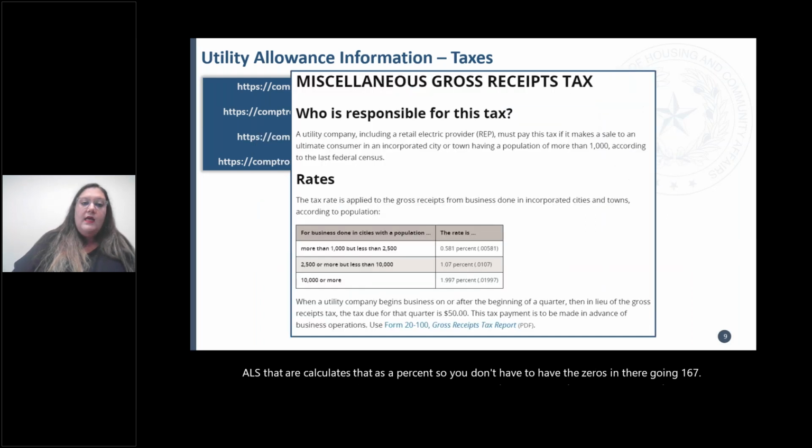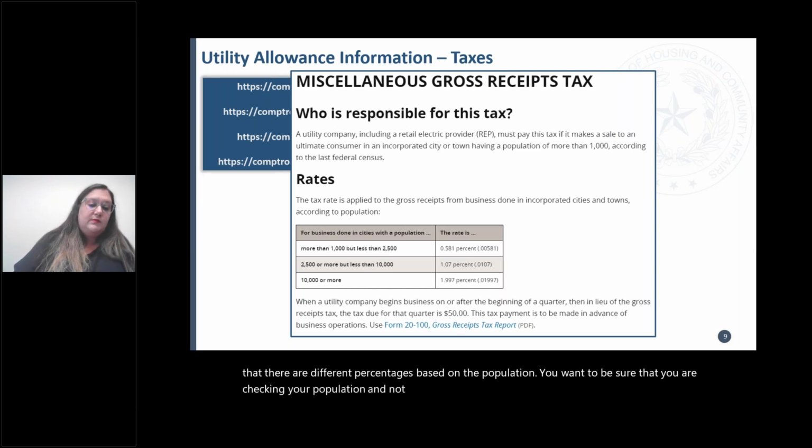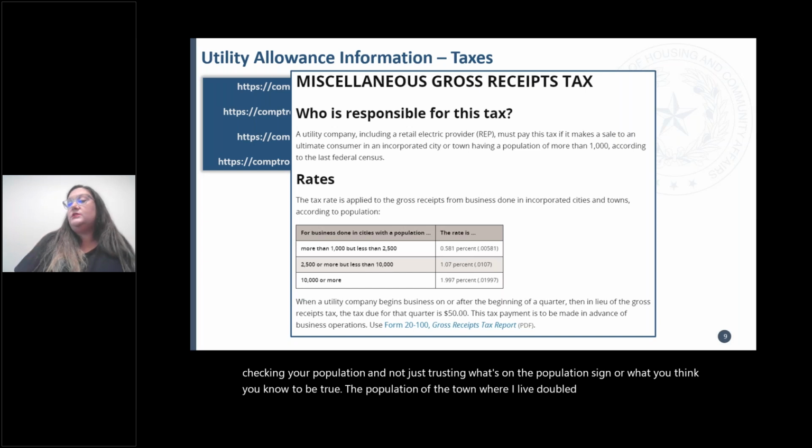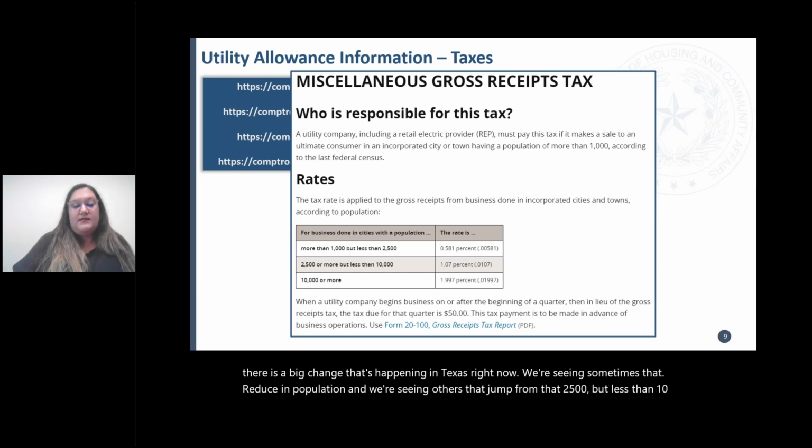The next one is the miscellaneous gross receipts tax, and this is based on population. You can see that there are different percentages based on the population. You want to be sure that you are checking your population and not just trusting what's on the population sign or what you think you know to be true. The population of the town where I live doubled between censuses, so there is a big change that's happening in Texas right now. We're seeing some towns that drastically reduce in population, and we're seeing others that jump from that 2,500 but less than 10,000 up to that 10,000 or more range. So you want to be sure you're accounting for that correctly.